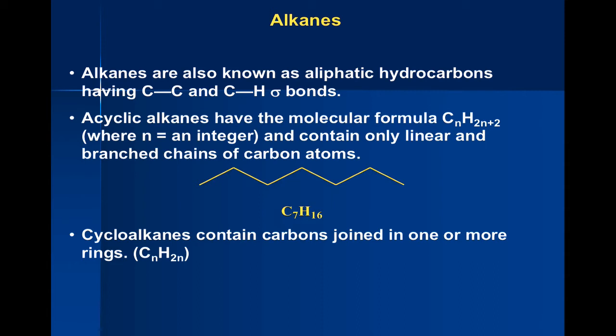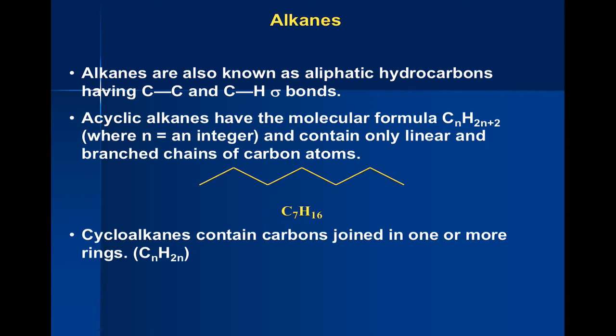Now wait a second, the chain that I drew was zigzag, so why do we call it a straight chain alkane? Nothing's branched, and if you actually wrote it out, you would write it out in a straight chain. Okay? But we know that the real shape of it is a zigzag shape, right? Because we're putting together tetrahedra.